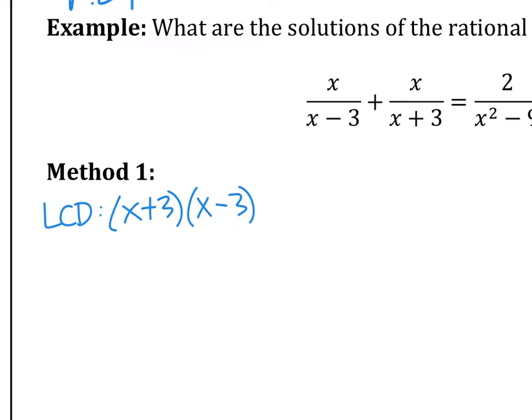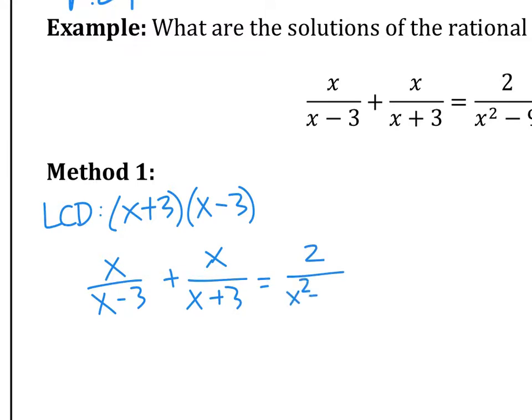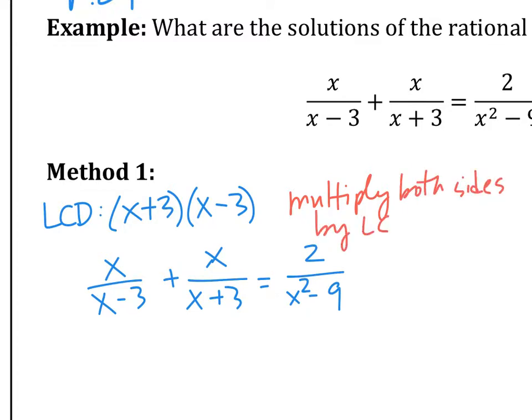Okay, so method one is we are going to take the problem and multiply everything by the least common denominator. So let's write down the question. Just copy that question again, so it's with us and neat. Okay, so the first thing is method one, we're going to multiply both sides by the LCD.